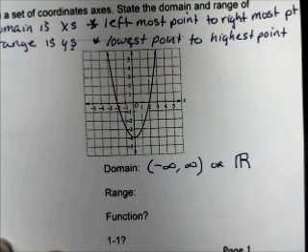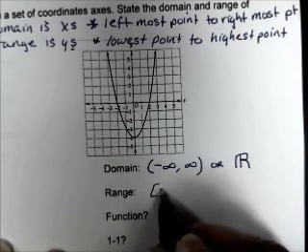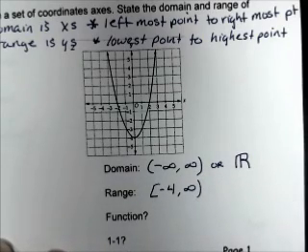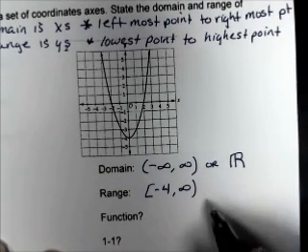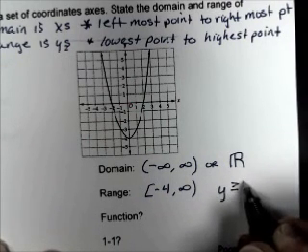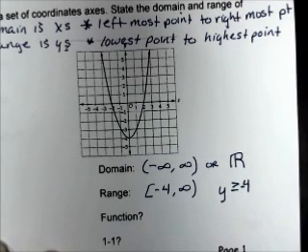Keep going up, up, up, up. Where are we going to? Infinity. So our range is from -4 to infinity. Or we can write it as the symbolic form, y is greater than or equal to 4. Sorry, -4. Y is greater than or equal to -4.